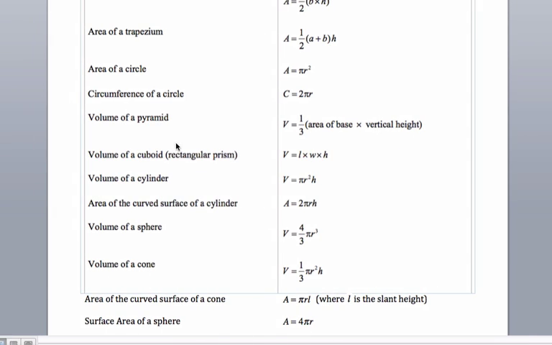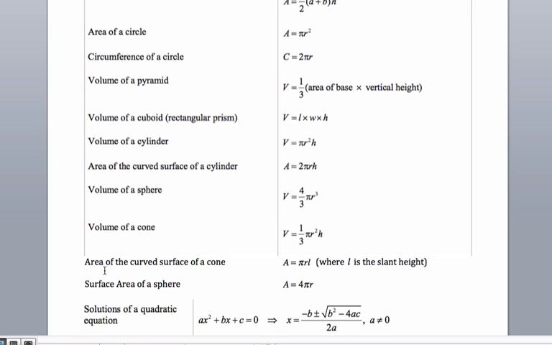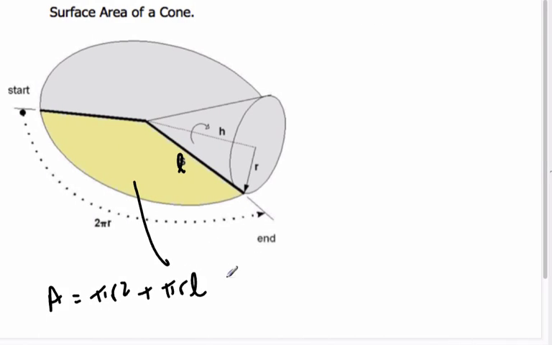Again, looking at our formula sheet, we can see it only gives us the area of the curved surface of a cone, pi r L. Well, L is the slant height. We have to make sure we know that. And so here is kind of like the opening of that cone, this yellow bit. Here was our cone itself. And that's what we have for surface area. Think about painting the surface of the figure, all of it.